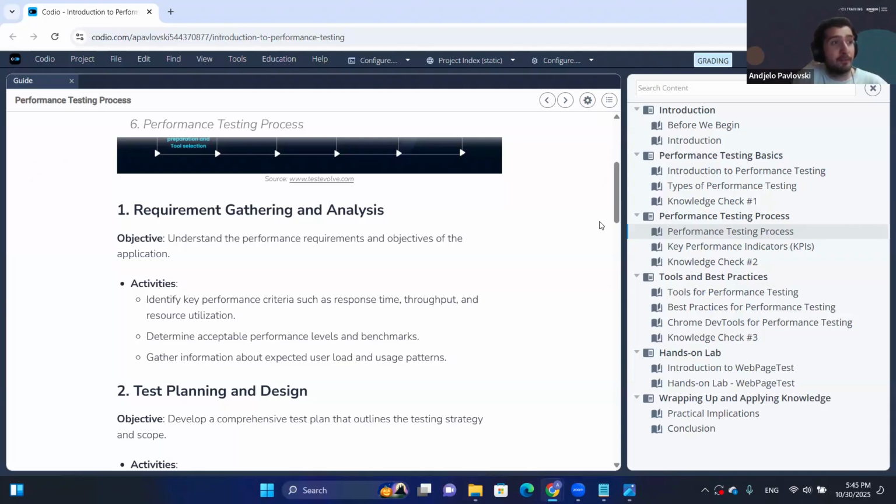And I see a question from Binu. I got a question. How will the number of users, like from 1,000 to 1 million users, affect performance testing?